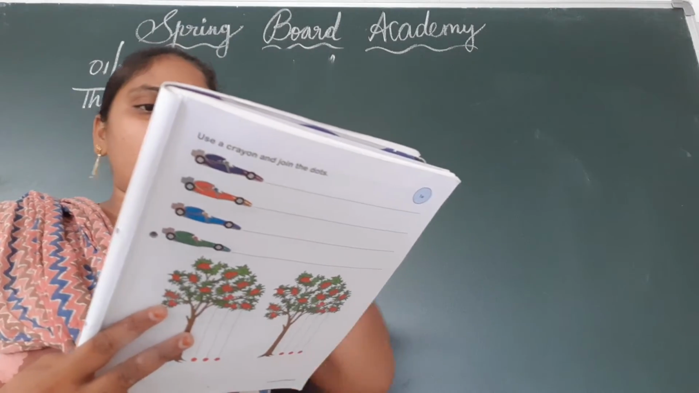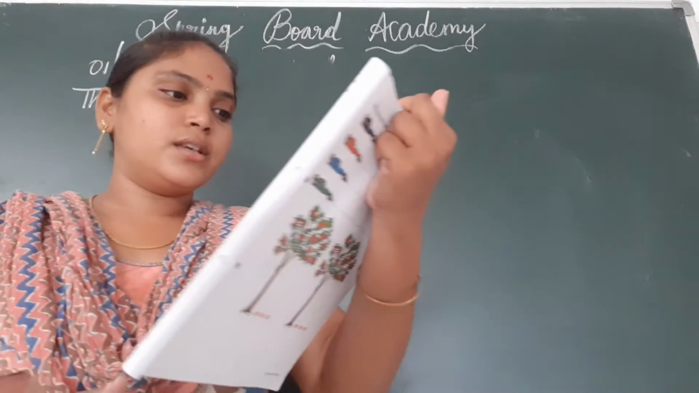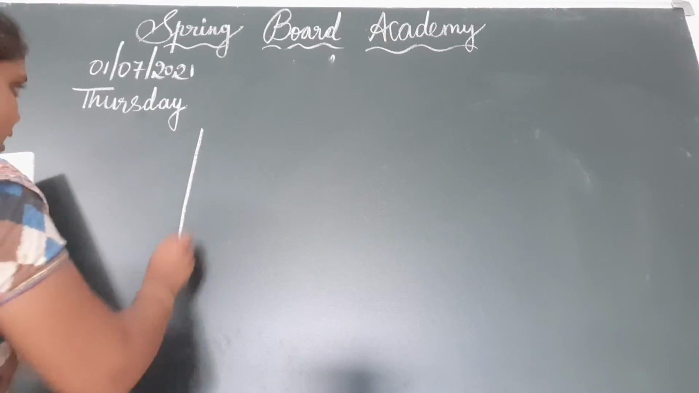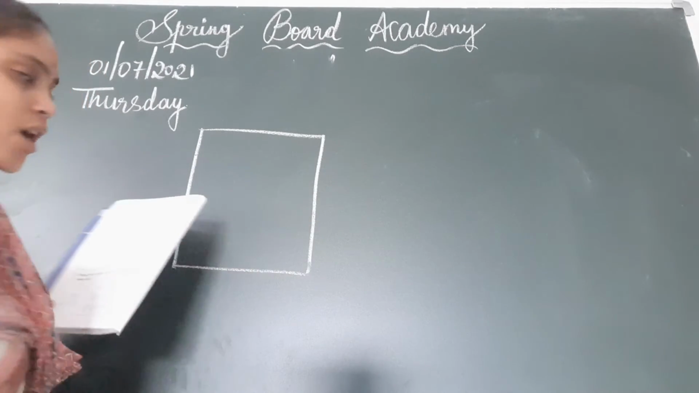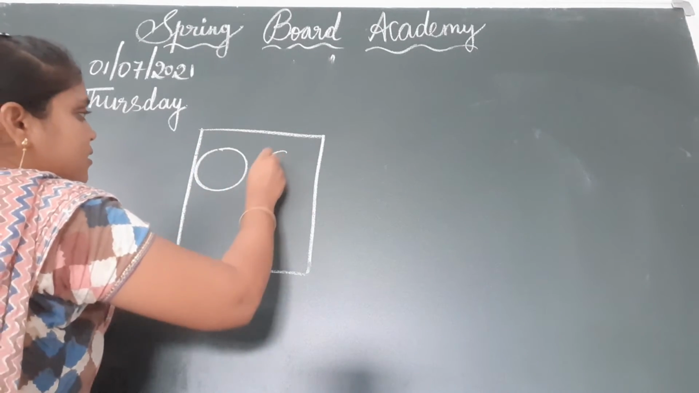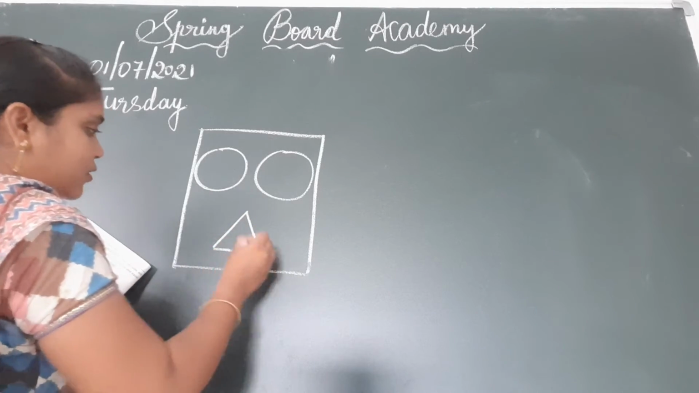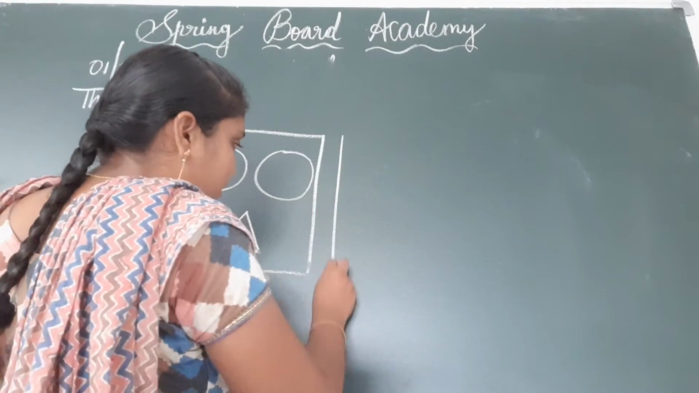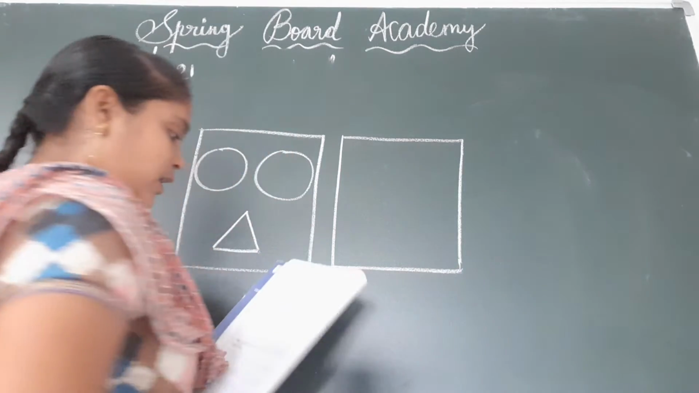Next, fourth one. Draw as per the instructions. First one. Draw 2 circles and a triangle. In the first one, how many circles do you have to draw? 2 circles and 1 triangle. Then the second one, draw 2 squares and 1 rectangle.